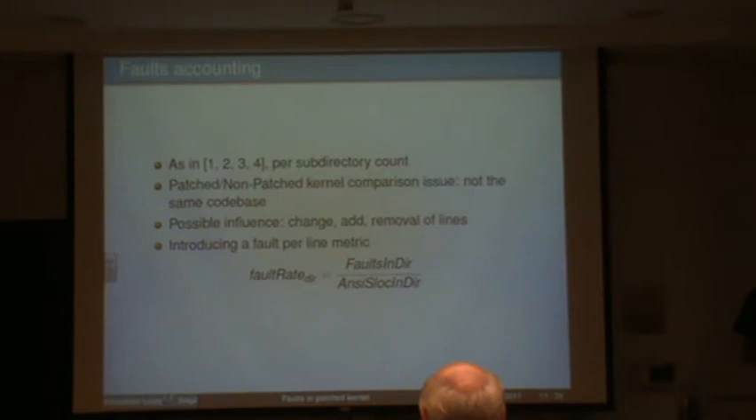So we introduced a simple but, I think, meaningful enough measure. It's simply the number of faults in a directory divided by the number of lines of code in this directory. So it gives us some quality measurement of the code, which we can then use to compare between a patched and non-patched kernel without having to deal with the meaning of the patches themselves.